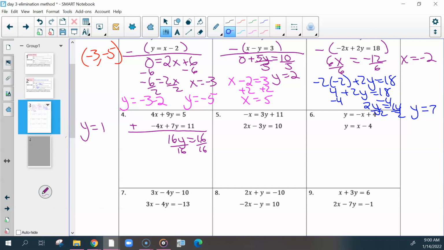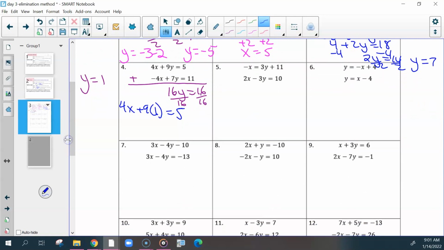And then did we want to put that back in the first or the second? Which one did you say? First. Okay. 4x plus 9 times 1 equals 5. So 4x plus 9 equals 5, and we can start solving for x. So negative 1. Negative 1, 1.